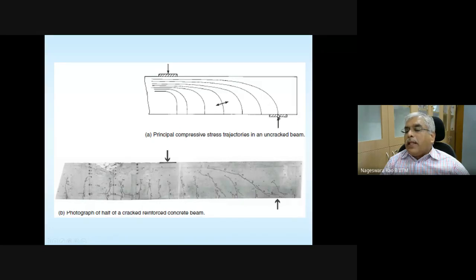Okay? So as you come to the support, it's going to be forming something like this. You can see here, this is the real tested beam: how the crack orientation is at the midspan, and how the cracks are near the supports. You can see here a photograph of half of a cracked reinforced concrete beam. Is it clear?